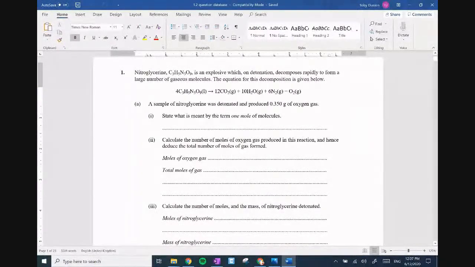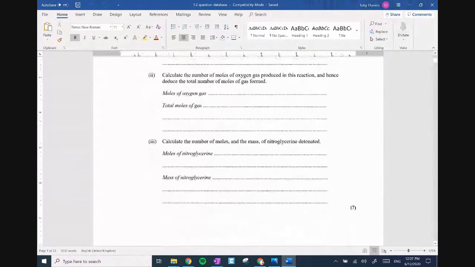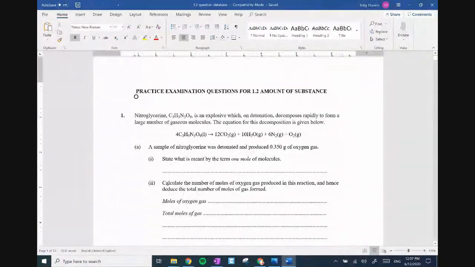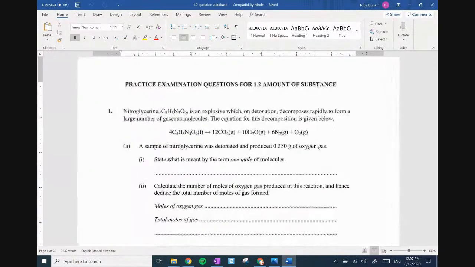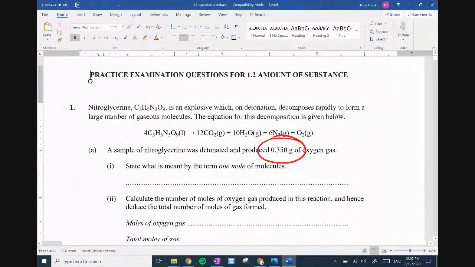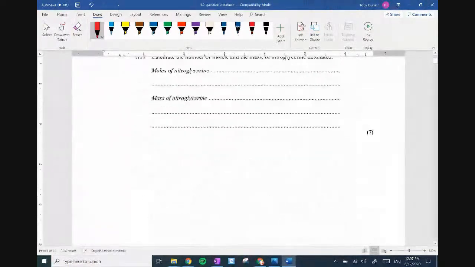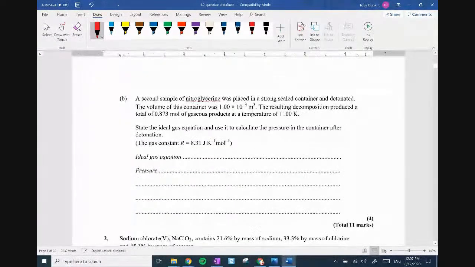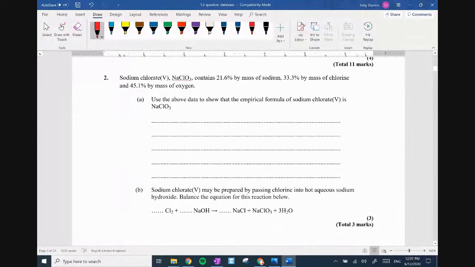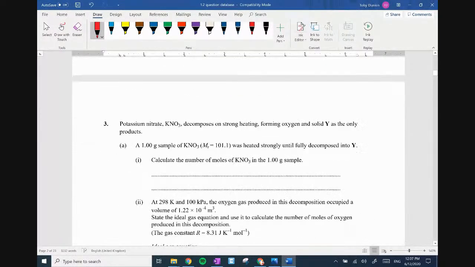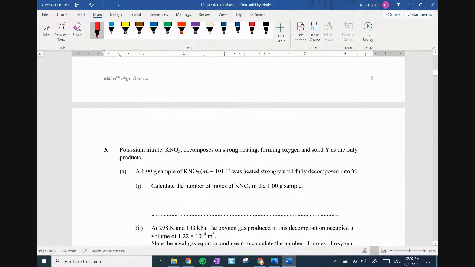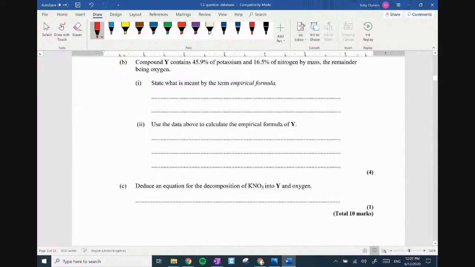Okay, look at question number 1. A sample of nitroglycerin. Oh, there's the gas question. They've given you grams, folks, and then asked you to work out the volume of gas. So they've moved between grams over Mr and PV equals nRT. Not complicated. Let's look at the next one. Straight gas calc. Empirical formulae. Balance equation. Grams over Mr going into PV equals nRT.